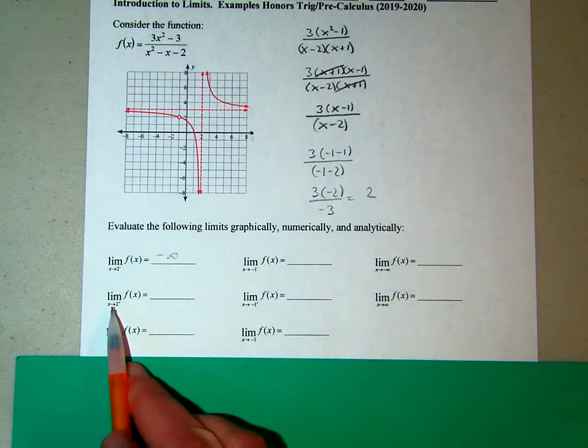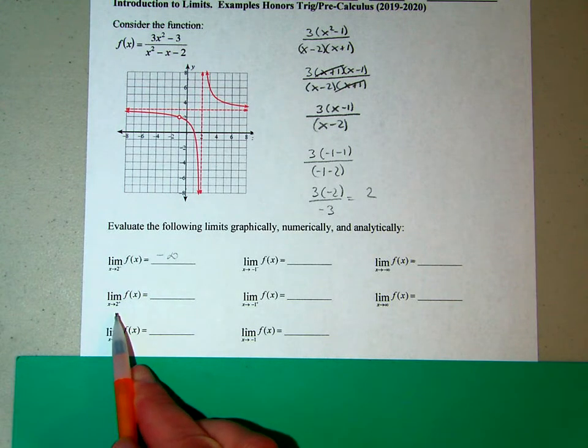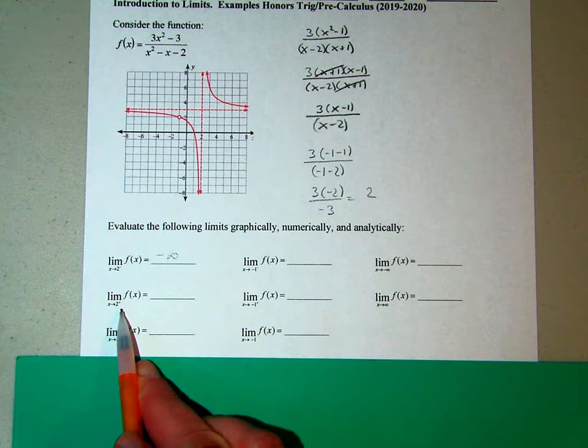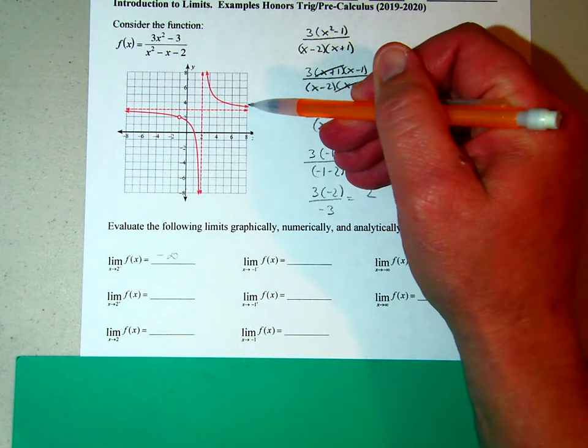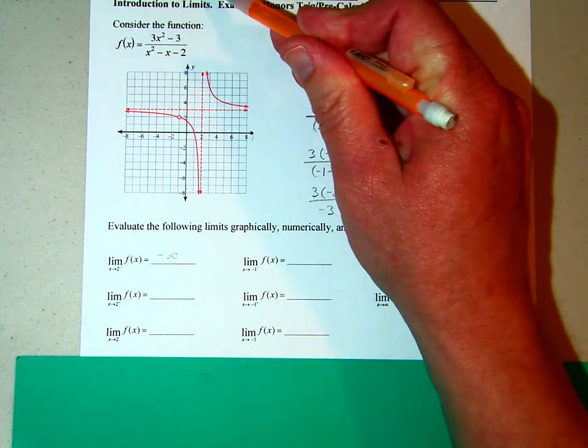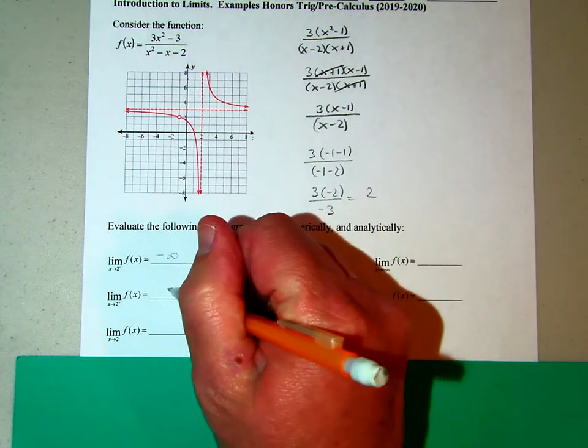Next, the limit of the function as x approaches 2 coming from the right. That means as the x value gets closer and closer to 2 coming from the right-hand side, what's the y value doing? There's our x value of 2. Tracing along our graph coming from the right-hand side, the y value is shooting up to positive infinity.